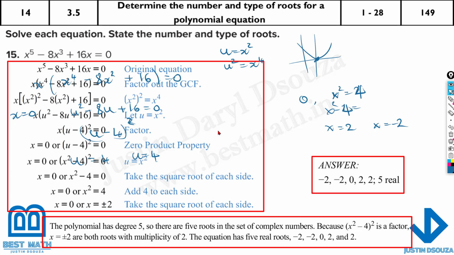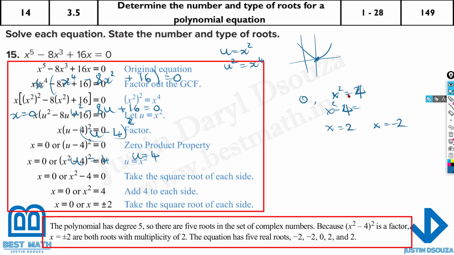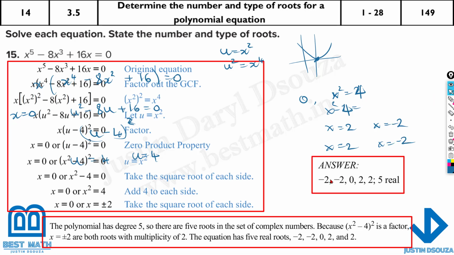So let me just go back here. The same answer is twice. So what I did over here, I need to repeat it twice. Basically, this is true. And again, I have one more root that's giving me the same answer because these are repeated roots. So therefore, I repeat minus 2, 0, 2, 2. And all are real roots here.